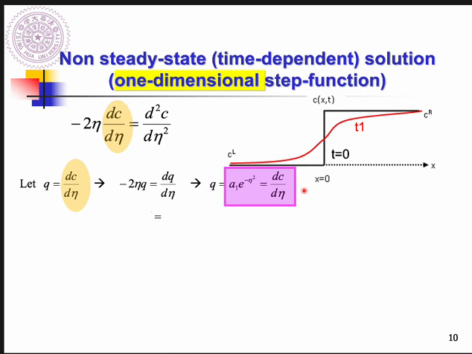Finally, I need to solve this equation. This is also easy. You just need to move the d iota to the other side and take the integral on both sides. So this is how we deal with it.